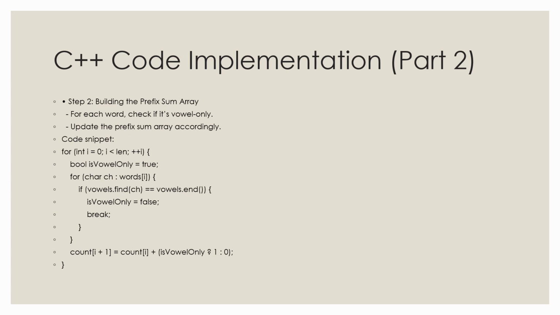In the next part of the code, we loop through each word and check if it's vowel only. For each word, we iterate through its characters to check if each one is a vowel. If all characters are vowels, we increment the count in the prefix sum array.